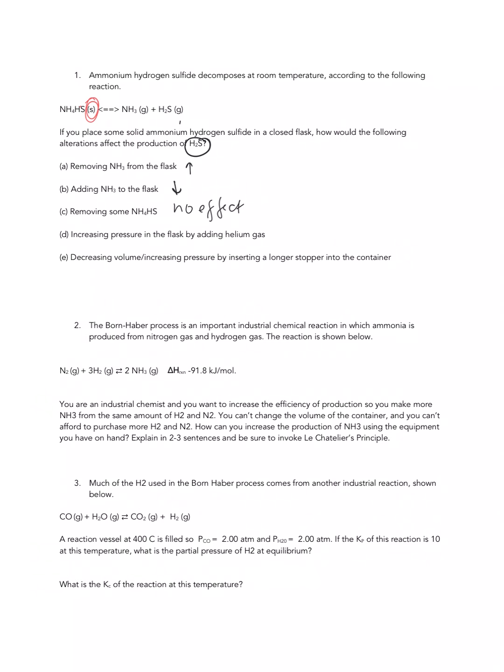Now, increasing pressure to the flask by adding helium gas is also going to have no effect. And finally, decreasing the volume by increasing the pressure. If we decrease the volume, our reaction is going to shift to the side with fewer moles to maintain the equilibrium pressure. And so that's going to decrease our amount of H2S as the reaction shifts to the left towards the reactants.